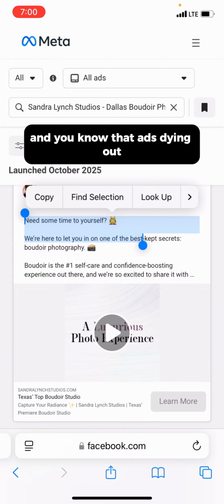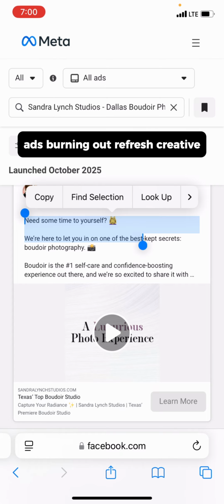And that's ads dying out, ads burning out. Refresh creative.